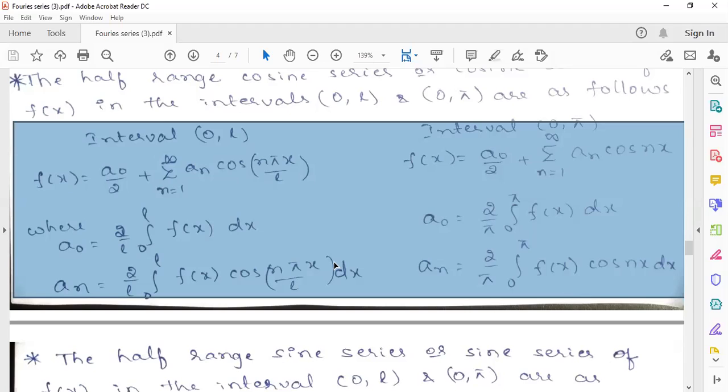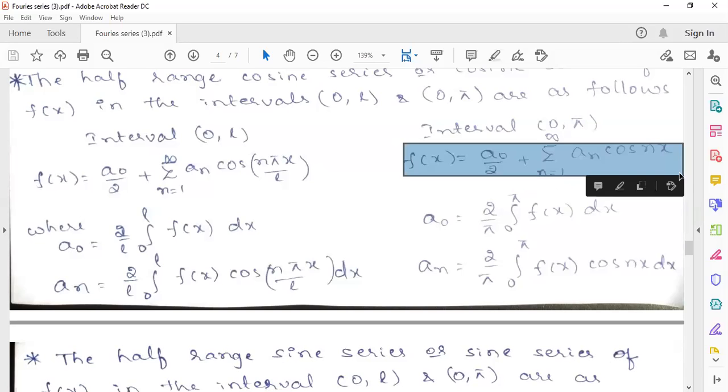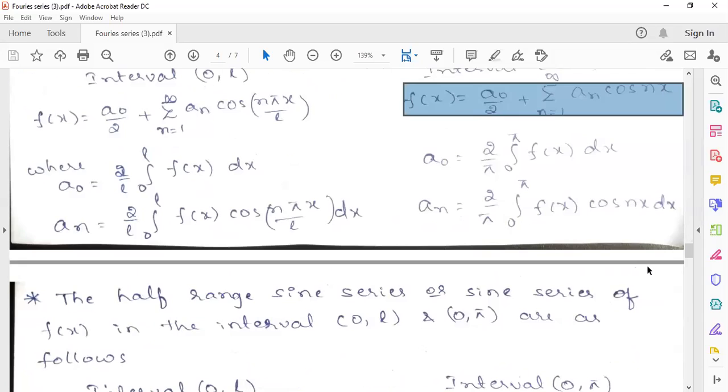That's why, since they have given the value in the half range, we call that one half range series. Now in the interval 0 to pi, we know that the Fourier series expansion will be a0 by 2 plus the sum from n equals 1 to infinity of an cos nx, where a0 will be 2 by pi integral of f of x dx, and an will be 2 by pi integral over 0 to pi f of x cos nx dx.